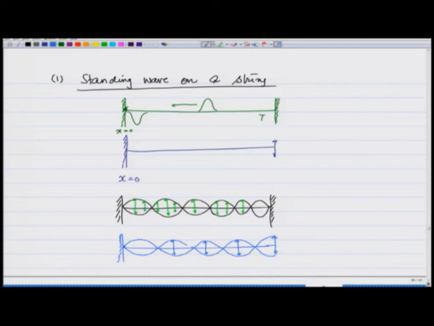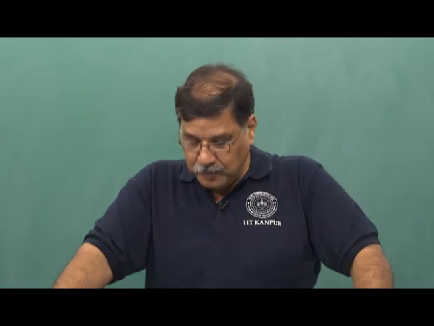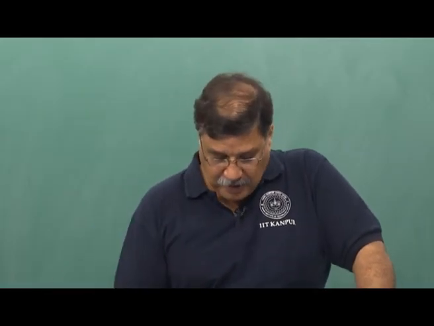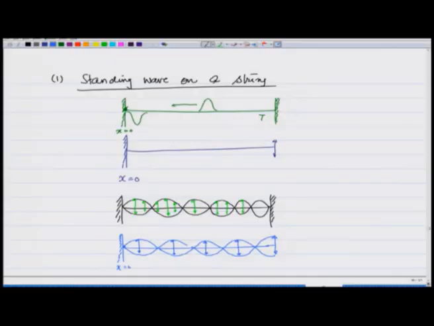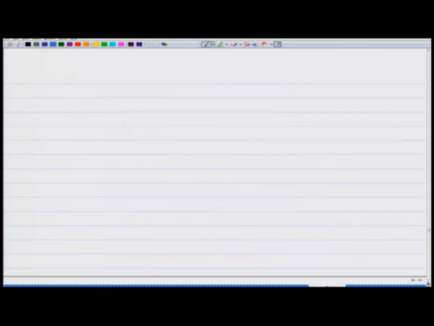So, these are two different kinds of standing waves, one with the string tied at both ends and the other with the string tied at one end and free to move at the other end. I am taking these points to be at x equals 0. So, let us analyze these mathematically and then also see what it means physically. So, mathematically I will take first the case of string tied at both ends.